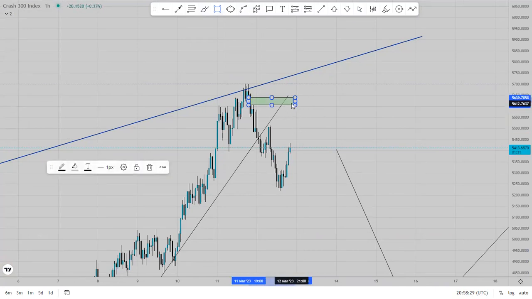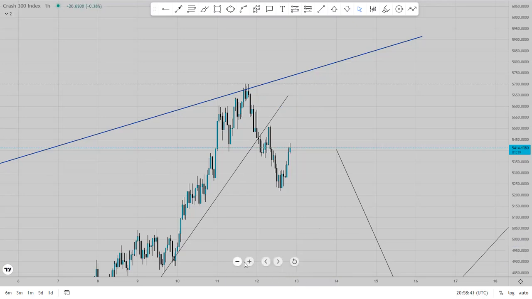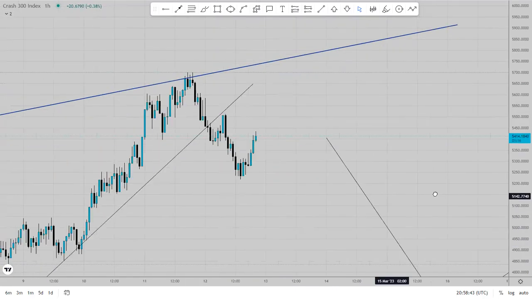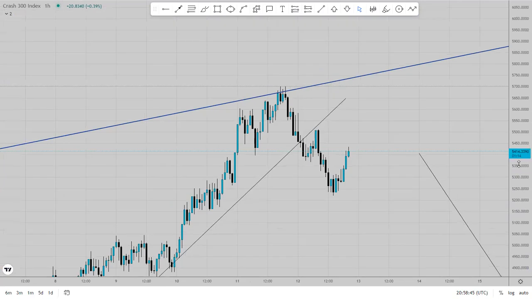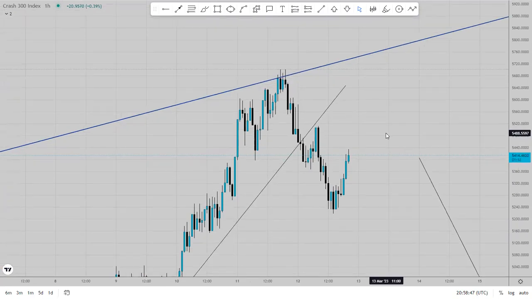So the market might not even come all the way there to the top. But if it does come there, we can also take sells there. But I don't think it will get there. So looking closer, let's look closer and analyze.